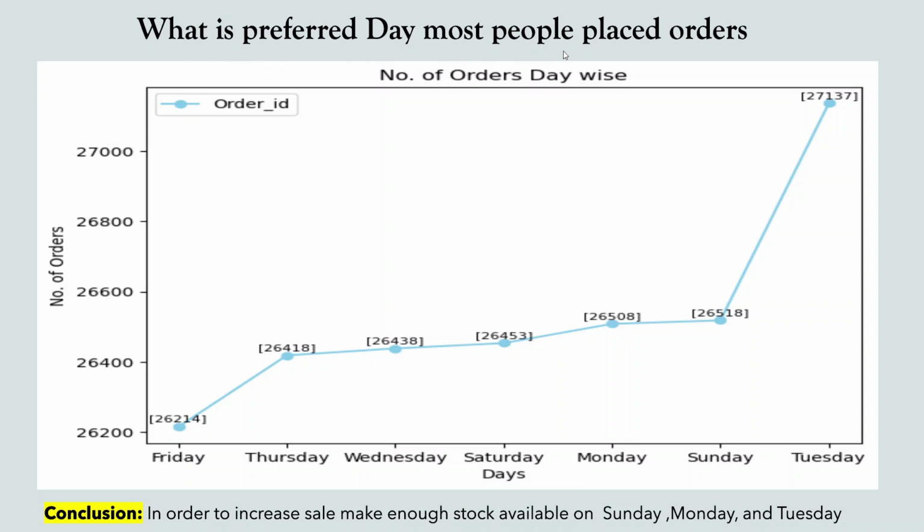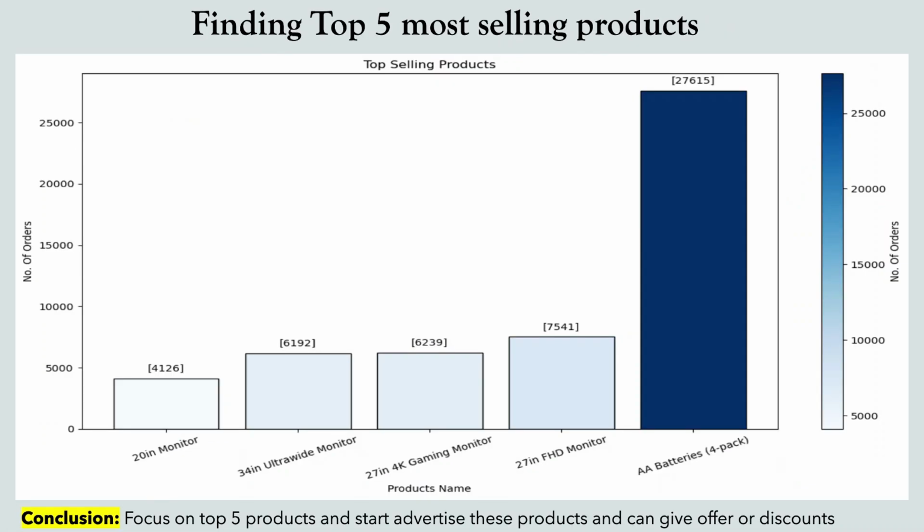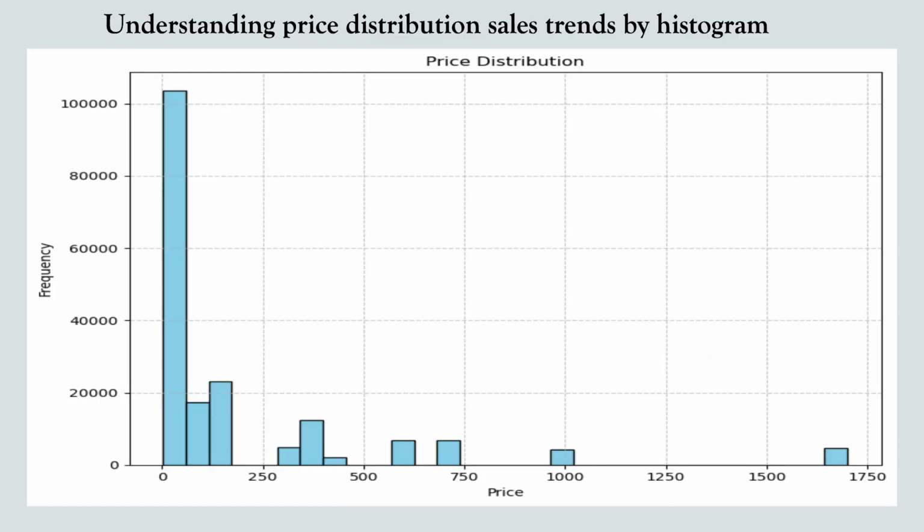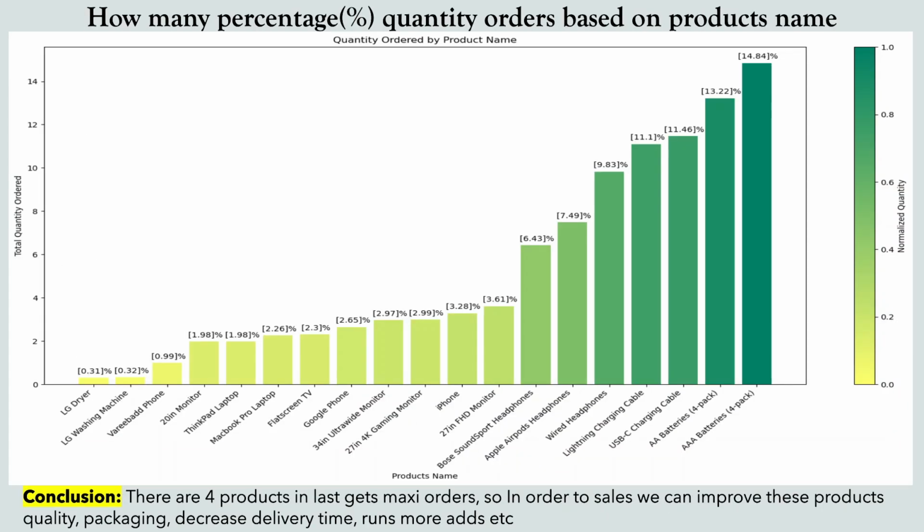In the next chart, I prepared which is the preferred day on which most people place orders. According to day-wise, I put here on which day the customer orders more products. You can check that Sunday and Tuesday have the highest ordering numbers, because on Tuesday most people order the product. Then I mentioned the conclusion here as well. This way you can prepare a PPT report. I prepared all the charts and wrote everything in the conclusion after seeing each chart. So you can make a report like this, you can check it out.